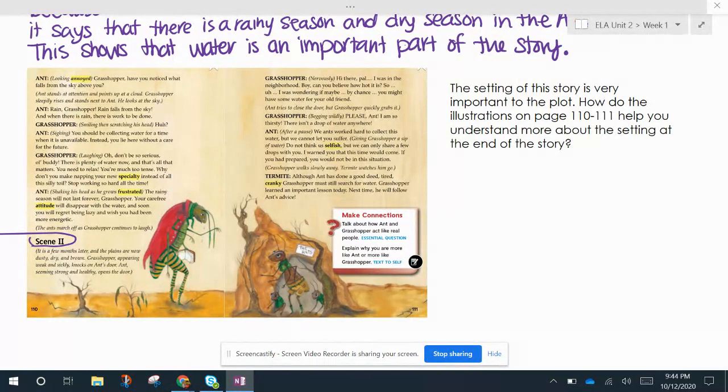Okay, great. Now that you have typed in your complete answer, let's go ahead and check your work. So we should have restated the question. So we're going to go ahead and take out some unnecessary information. The illustrations help me to understand more about the story at the end because.